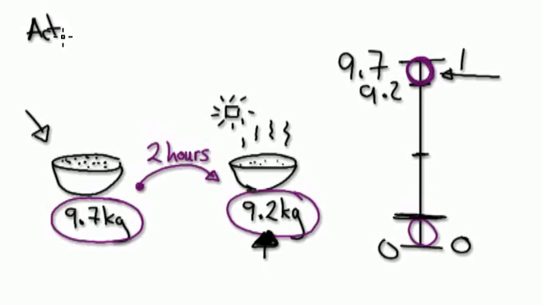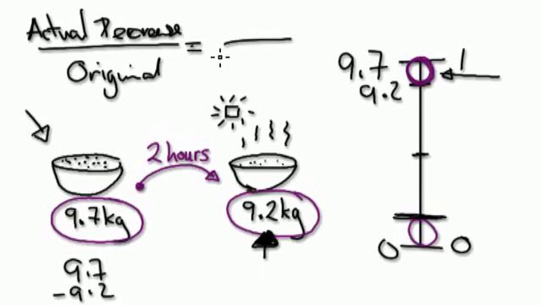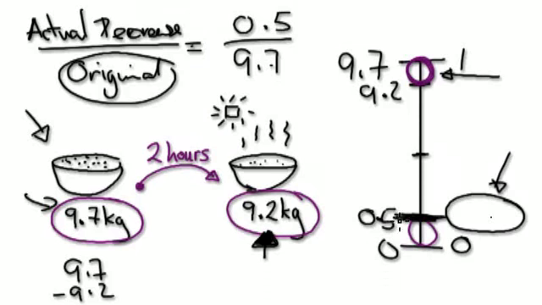Remember, actual decrease divided by original. So our actual decrease will be 9.7 take away 9.2. That is 0.5. And then you divide it by the original. This is the original here, 9.7. So if you look at this level here, it is 0.5. Actually it should be lower, but it doesn't matter. What is this decimal representation at this level here? It would be 0.5, which is this bit here, divided by the original.